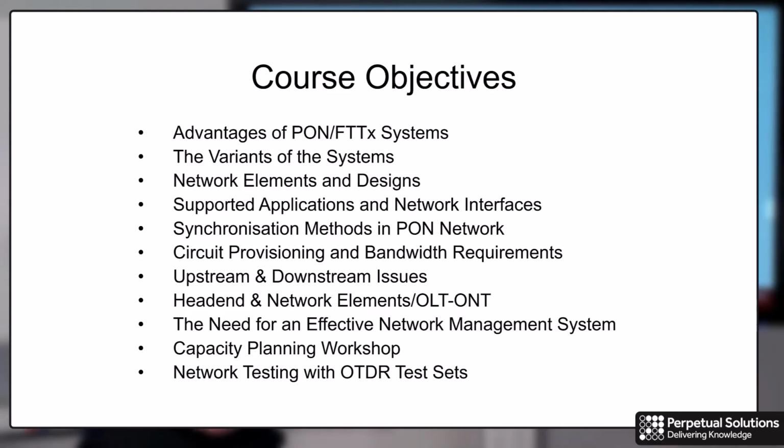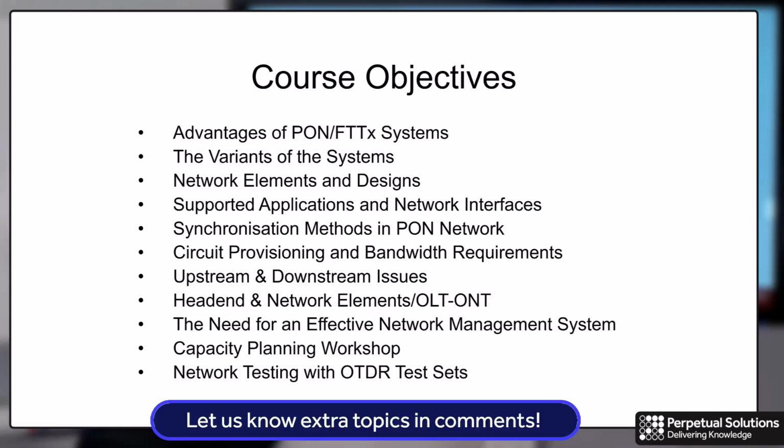Again, looking at some of the information that you shared with me, you're looking at protection mechanisms on your networks. We'll have a look at a capacity planning workshop. And then we've got some network testing with things like OTDR test sets and why that's important. If there's anything else that you want covered in the course that we haven't discussed and is not already in there, then please shout out and I'll do my level best to incorporate that.